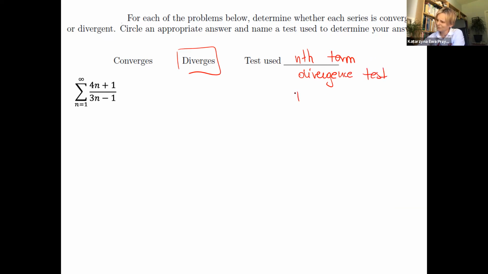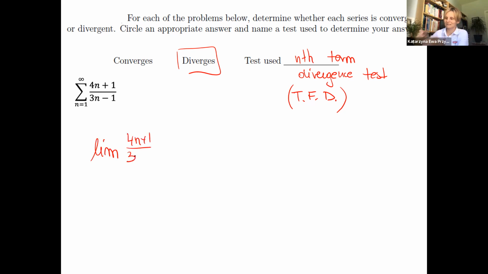I like to say test for divergence, but we can say the nth term test, the nth term divergence test. Yes, test for divergence. That's what I like to say.